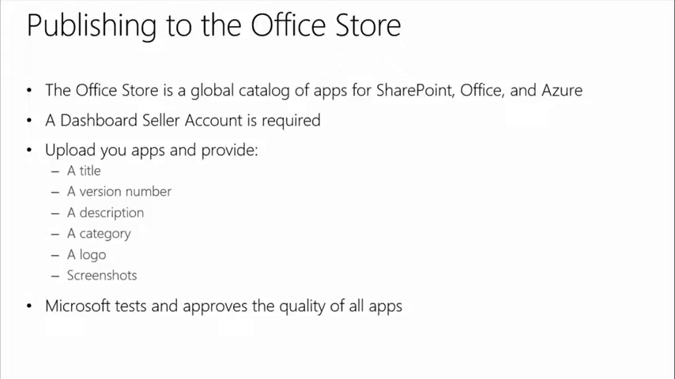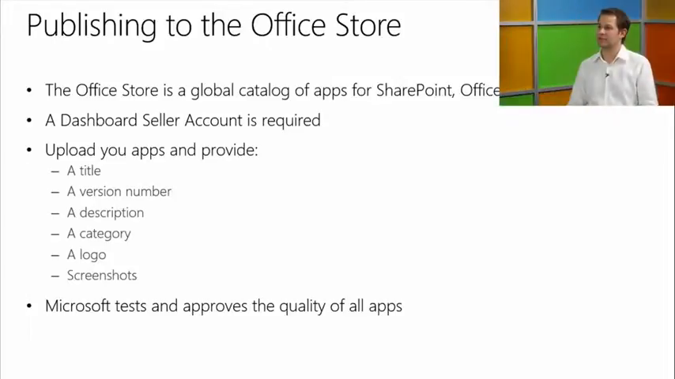So if you want to go up, take a Bing for Office Store, and you'll find it up on office.com, and you can go in and say, show me all the SharePoint apps. And you'll get a catalog of those, and you can see what's available up there for SharePoint. Like I said, a seller dashboard account is required to do this, and I'll show you what that looks like in a moment. And then you have to provide some information, screenshots, description, title, all of the standard sort of stuff, basically for that catalog site.